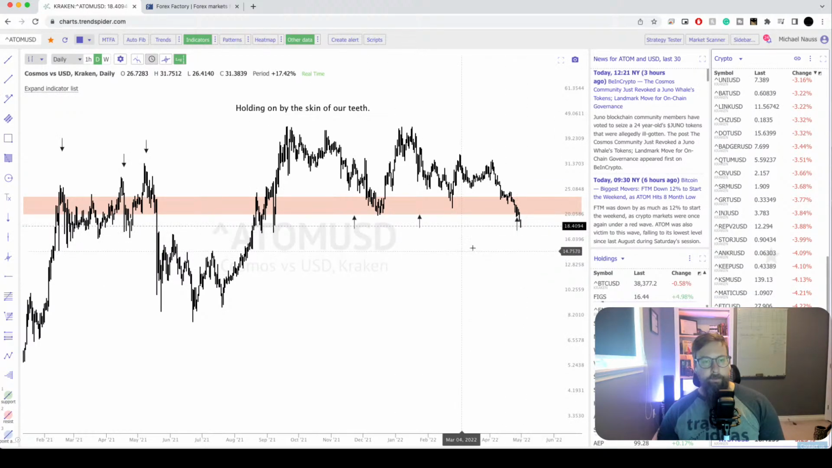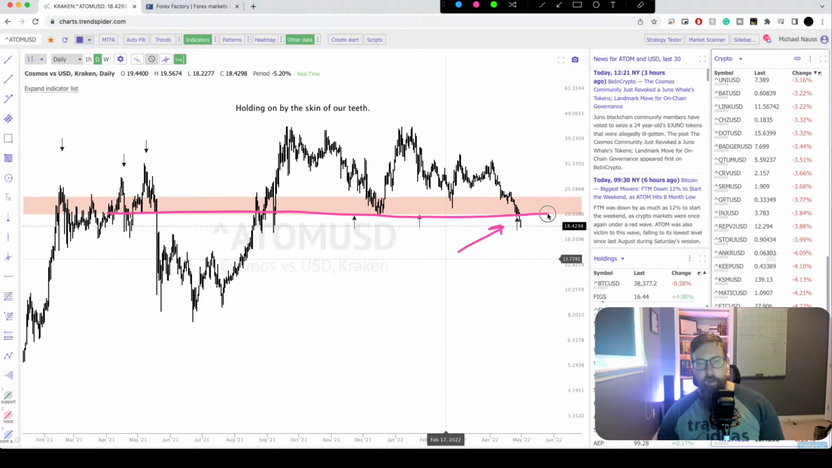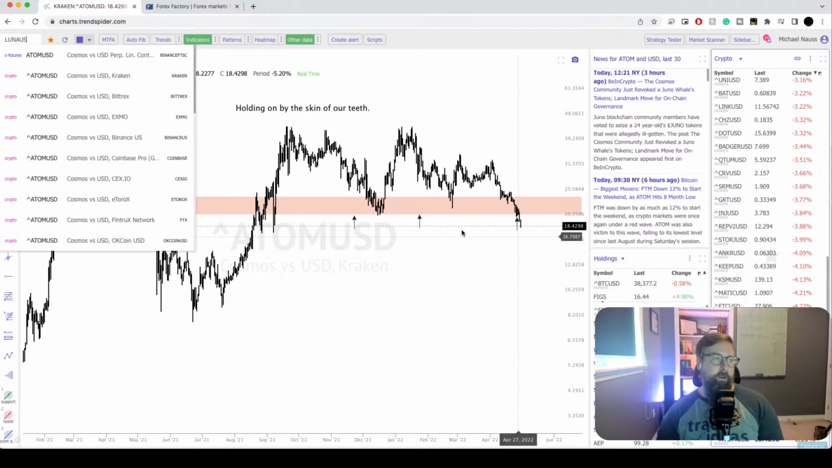So scanning this, Atom finally let go. I wasn't getting involved in there. I don't own any Atom. I didn't buy any, but I was watching that $20. We cracked through $20 and now we're hanging out below it. So I'm not interested in that.